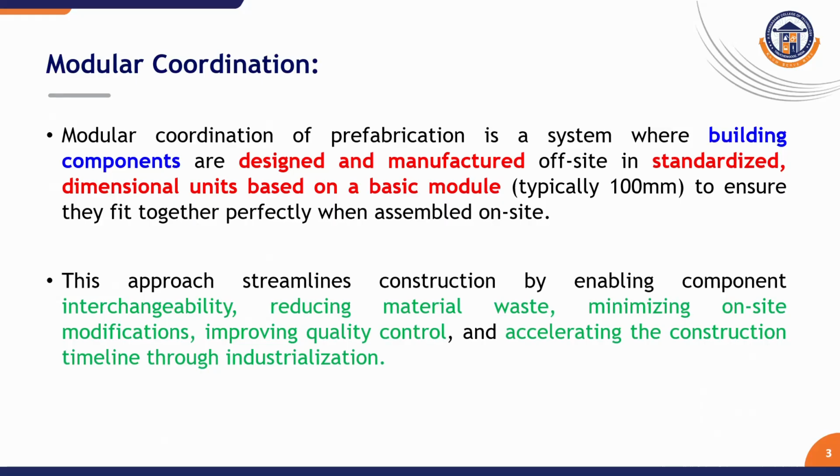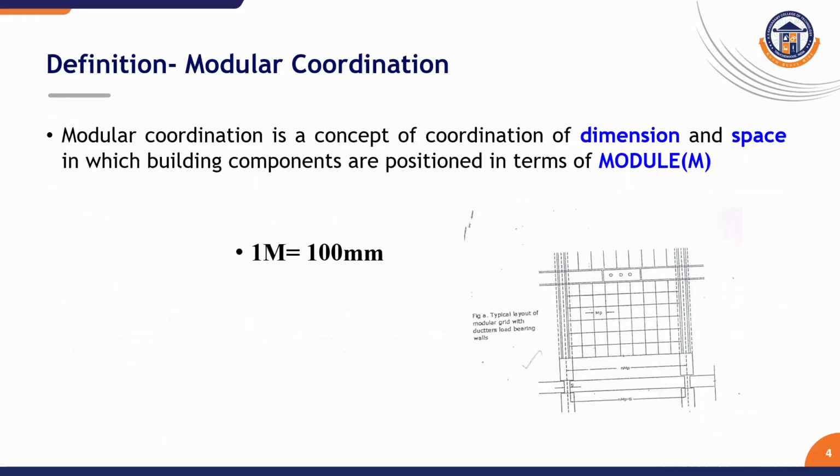Modular coordination is a system where building components are designed and manufactured off-site in standardized dimensional units. Typically, the basic module, that is capital M, is set as 100 millimeters, and the components are created in multiples and submultiples of these basic units. This approach helps components fit together perfectly when assembled on site, leading to improved quality, reduced waste, and faster construction. The basic definition of modular coordination is a concept of coordination of dimensions and space in which building components are positioned in terms of modules. That is, one module is equal to 100 mm.